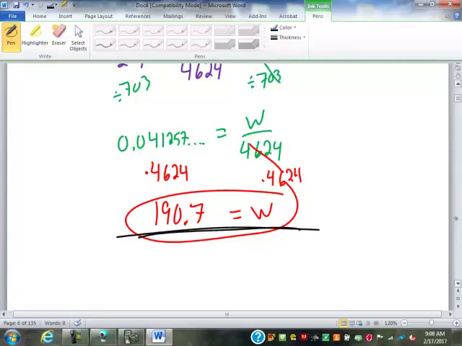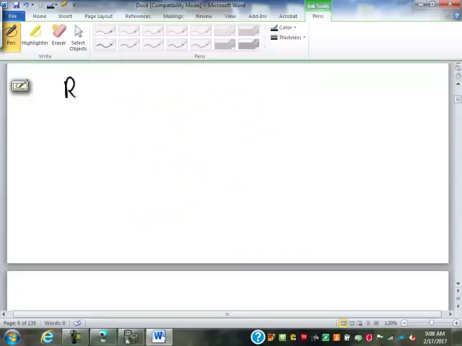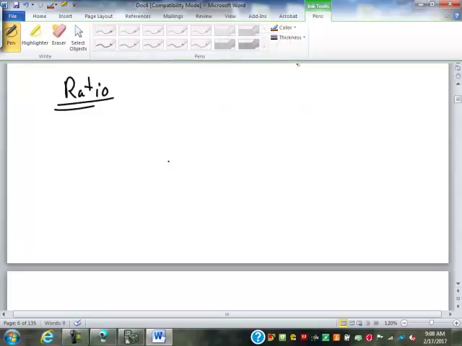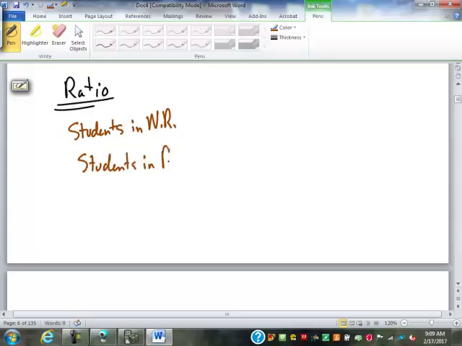With that, then, we're going to put the equations aside for a little bit, and we are going to start talking about ratios. A ratio is nothing more than a comparison between two numbers. An example of a ratio for this class would be students in New Richmond compared to students in Rice Lake. There are 10 students in New Richmond and 4 in Rice Lake.